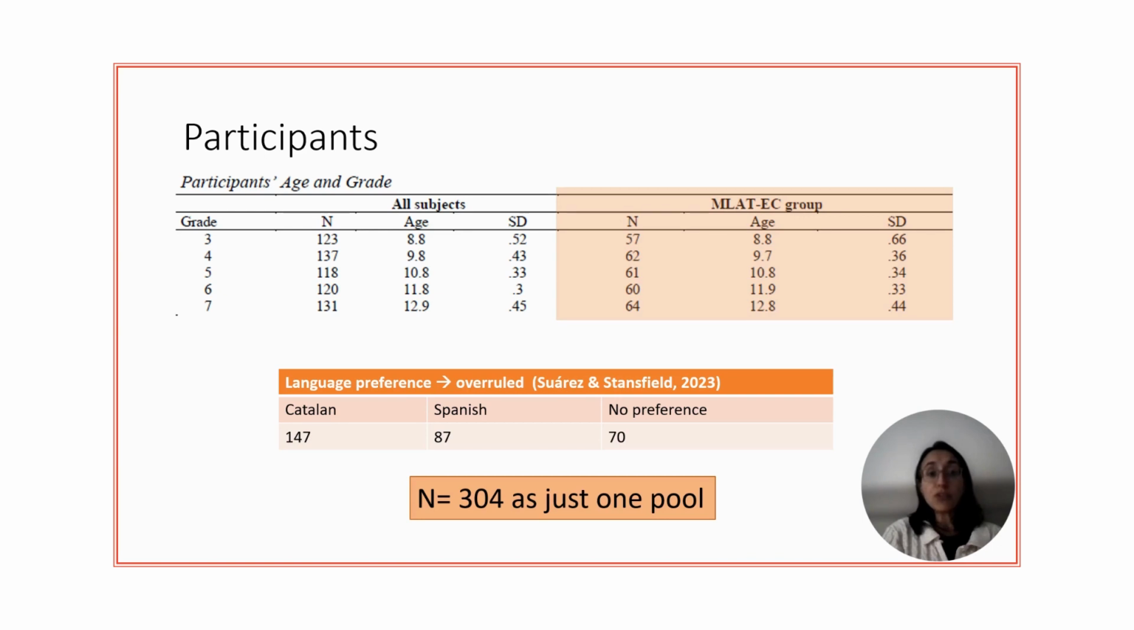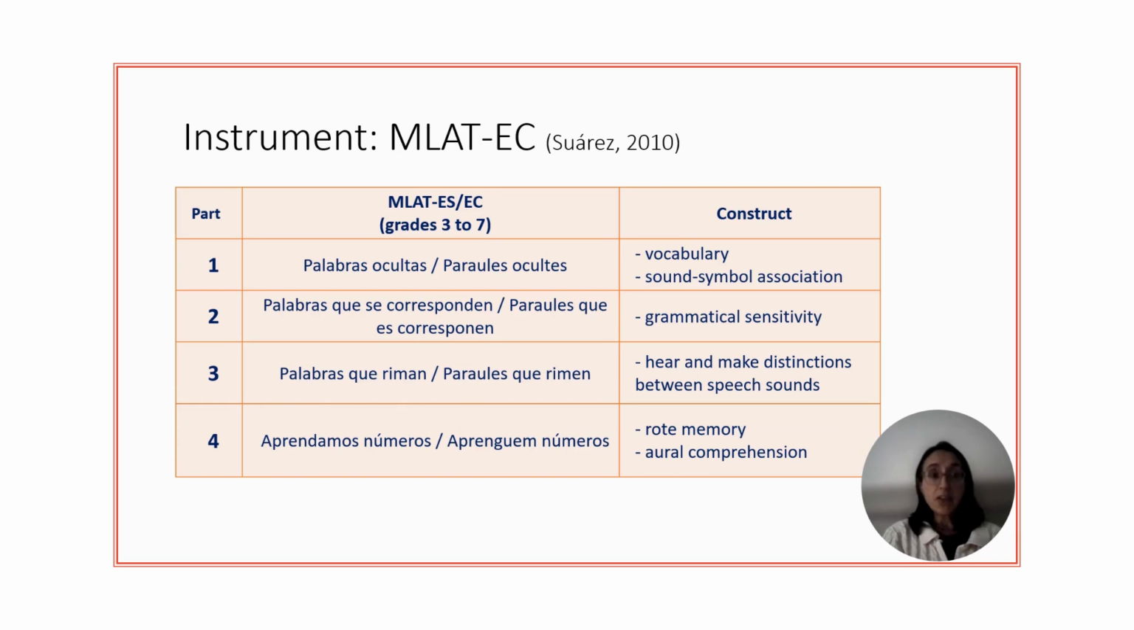This means we have a total of 304 participants distributed in similar numbers across grades. Regarding language preference, half of them expressed to prefer Catalan over Spanish, 87 expressed the preference in the opposite direction, and the remaining 70 self-reported to have no preference for one over the other. Given these results and the negligible influence of language preference as shown in Suárez and Stansfield 2023, we decided to consider them as only one group. These are the parts that both the MLAT-ES and EC consist of and the constructs they are supposed to measure.